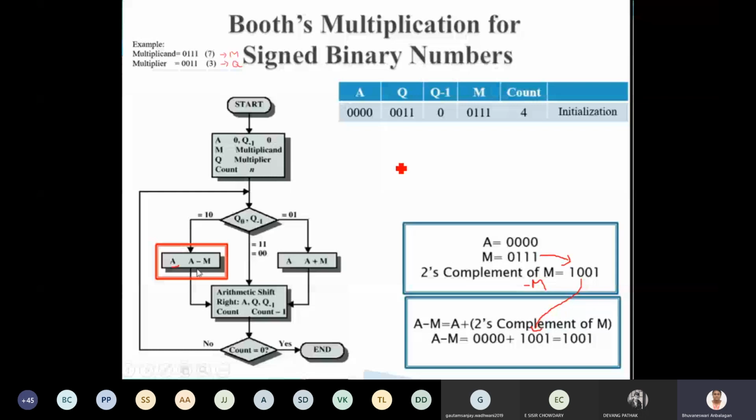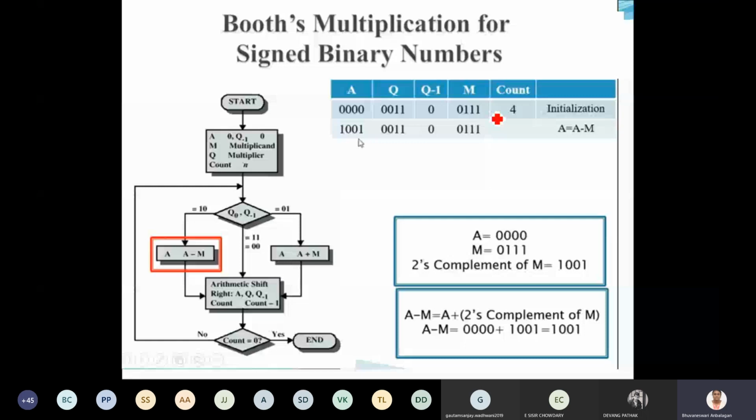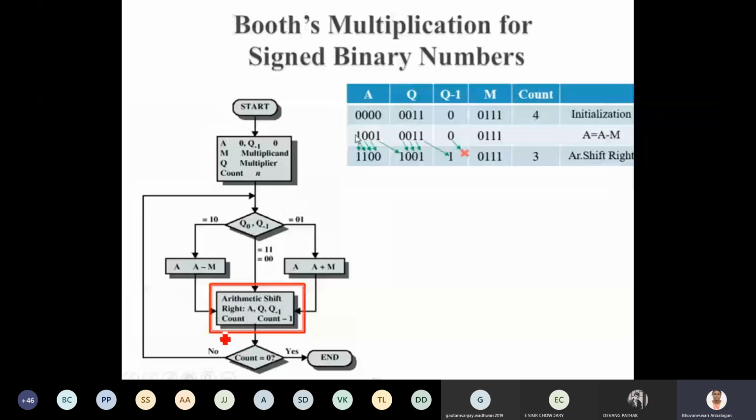Okay, so now I'm again refreshing my table. Now what happens in a? What is the value that came? 1001. From where did it come? From here. That is a equals a minus m. After doing this, where will the control go? It will go to the arithmetic shift right of what registers? A, Q and Q minus 1.